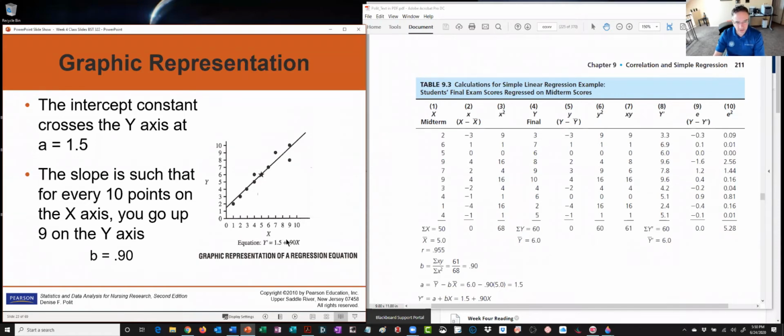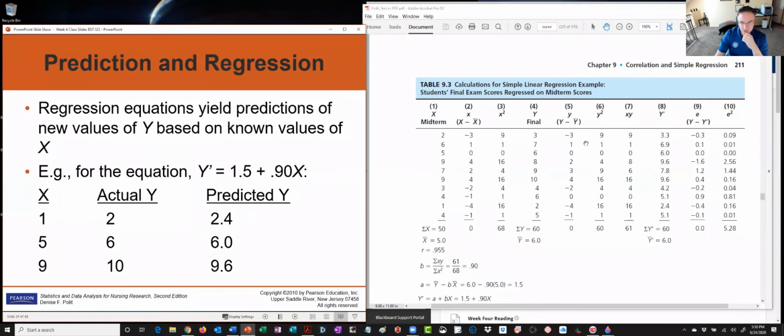Here's our slope, so it's almost 1, it's pretty linear. And again, the higher the midterm score, the higher the final score. There's our A, 1.5. That's where the line crosses the y-axis where x equals 0. So again, we're doing all the math here, right? We're just taking the score.